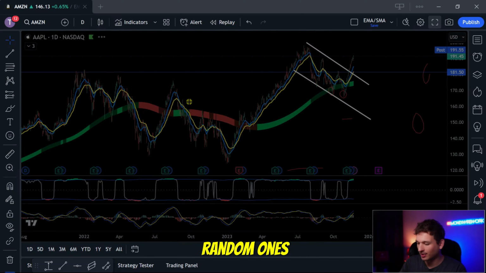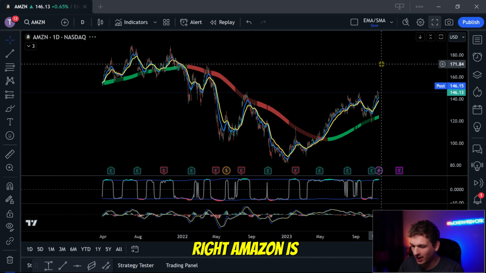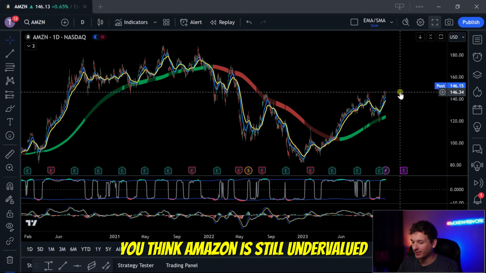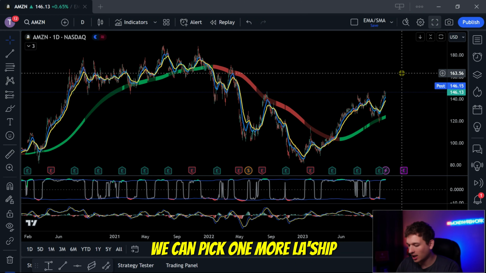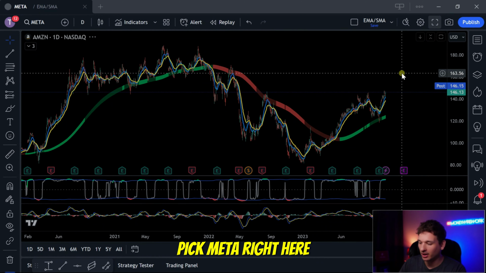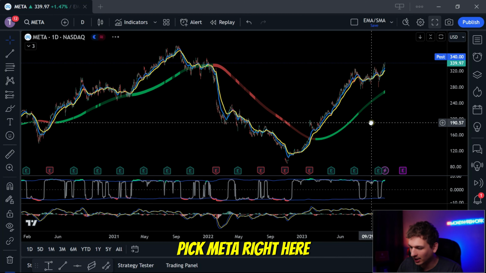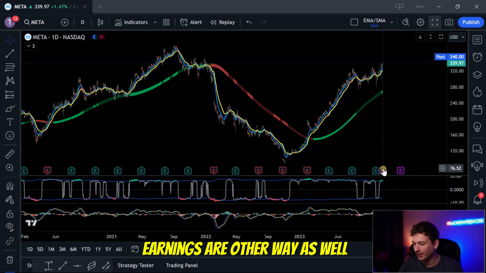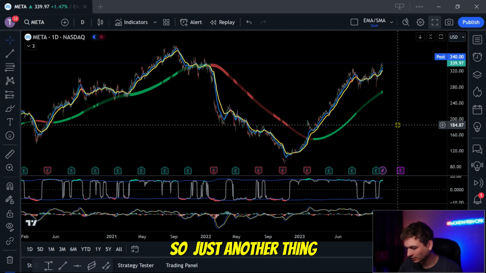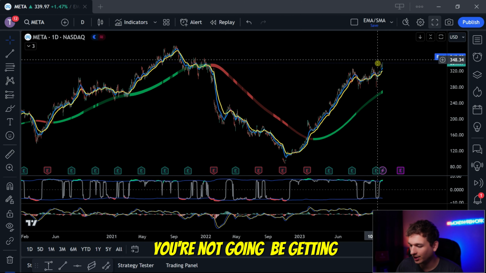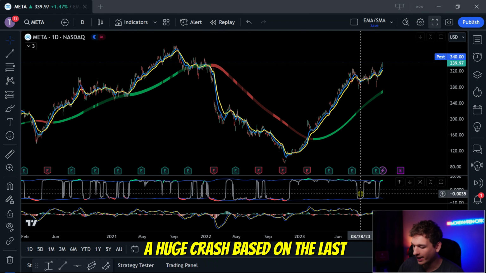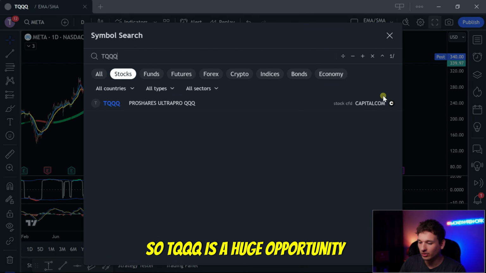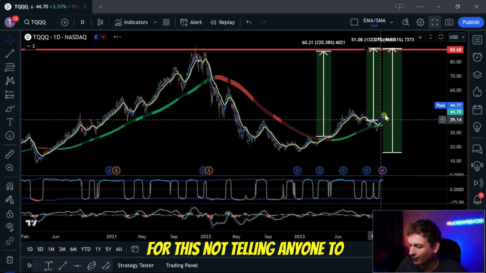Amazon, let's just pick some other random ones, right? Amazon is okay. That could be decent, if you think Amazon is still undervalued. We can pick one more. Let's pick Meta. Right here. Meta is not too far away from its previous highs, right? Earnings are out of the way as well, so that's just another thing to consider. You're not going to be getting a huge crash based on the last earnings, because it's already out of the way. So TQQQ is a huge opportunity for this.